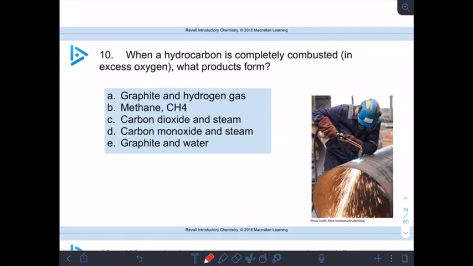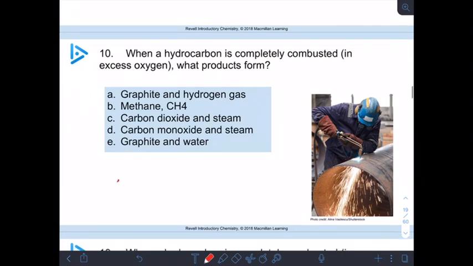So when a hydrocarbon is completely combusted in excess oxygen, what products form? Now, regardless of this being a chapter about oxidation and reduction, this should be one that comes right to mind: when you combust a hydrocarbon, you get two products, and that would be carbon dioxide gas and H2O gas. In other words, steam.